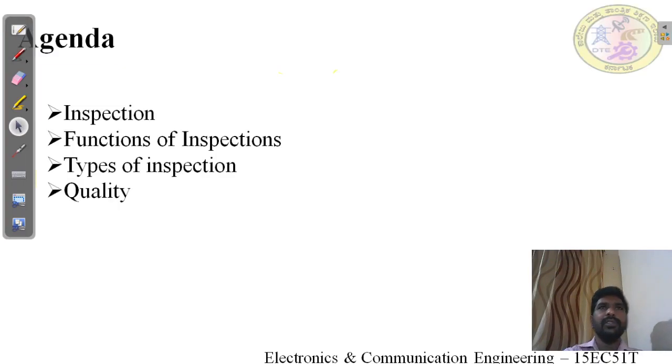See, in a previous video, my colleague explained about maintenance and TPM, total productive maintenance. In that there are 4 different types of maintenance: one is productive maintenance, predictive maintenance, breakdown maintenance and corrective maintenance. All these things I had explained in a previous video.